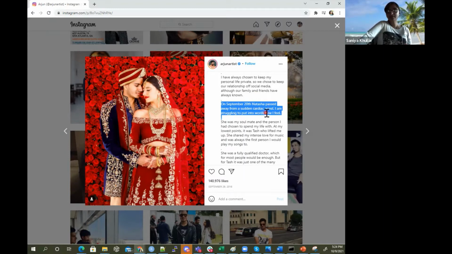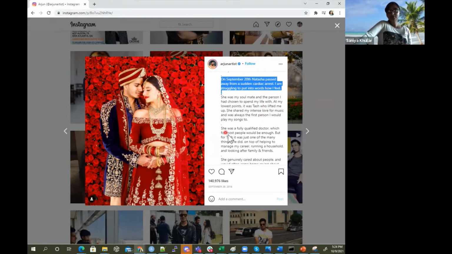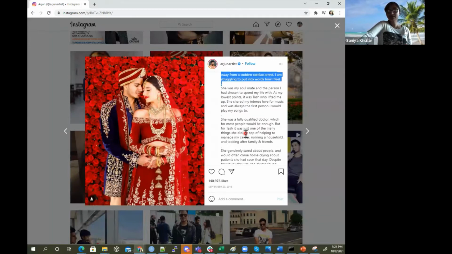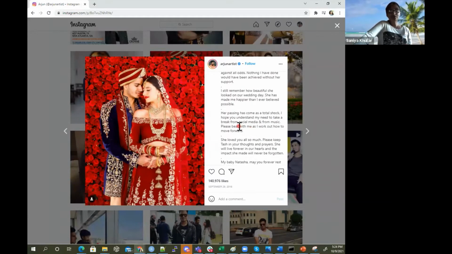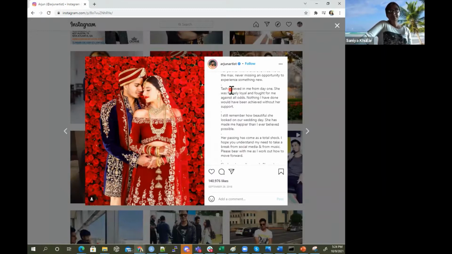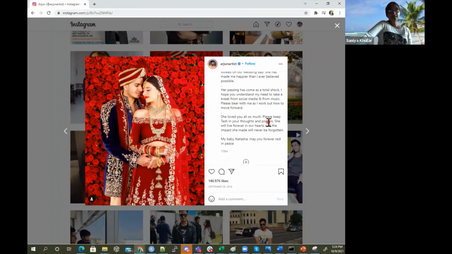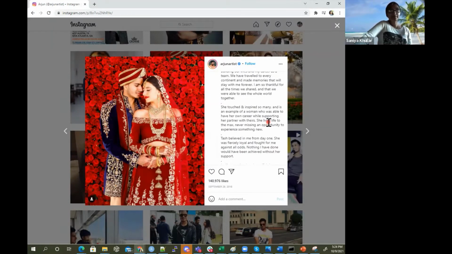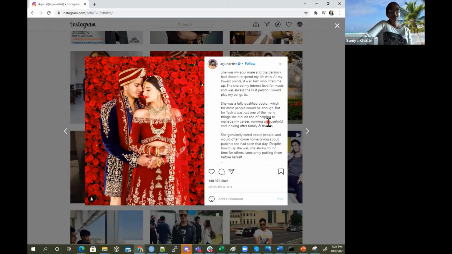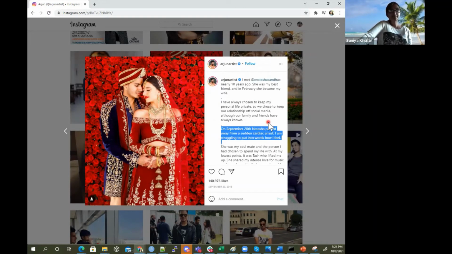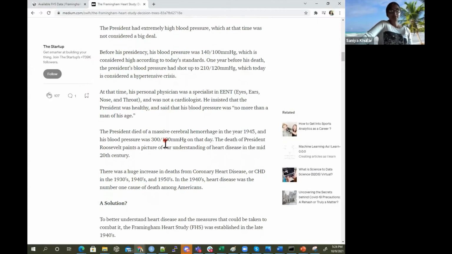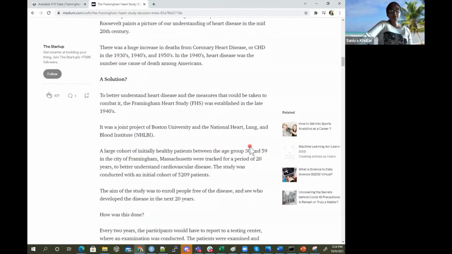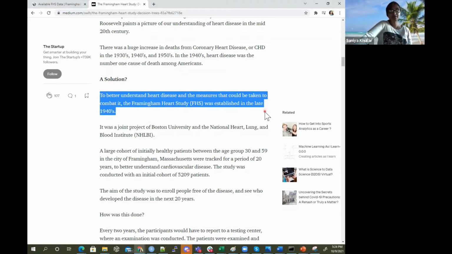So she died from a sudden cardiac arrest. She herself was a doctor, but they didn't even know. It was a shock to him. He just said that he's in a state of shock. They just could not understand why this happened. And so it's very devastating, these sudden heart diseases. That's what is very shocking. And so people are trying to better understand heart disease and measures that can be taken to combat it.